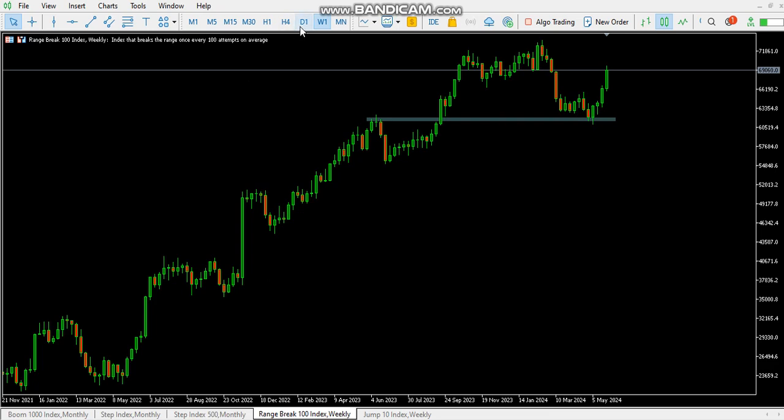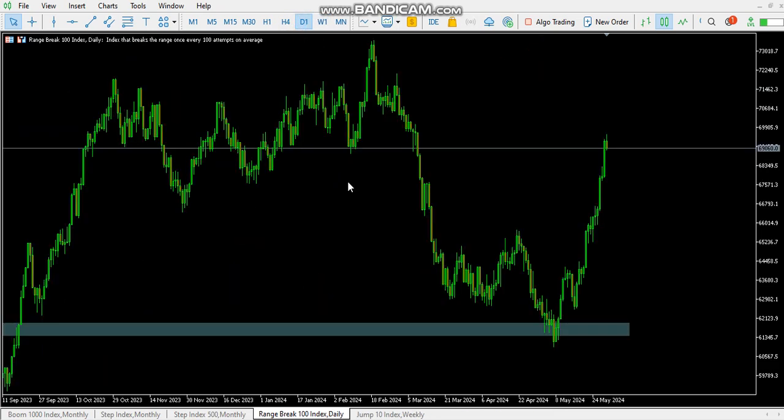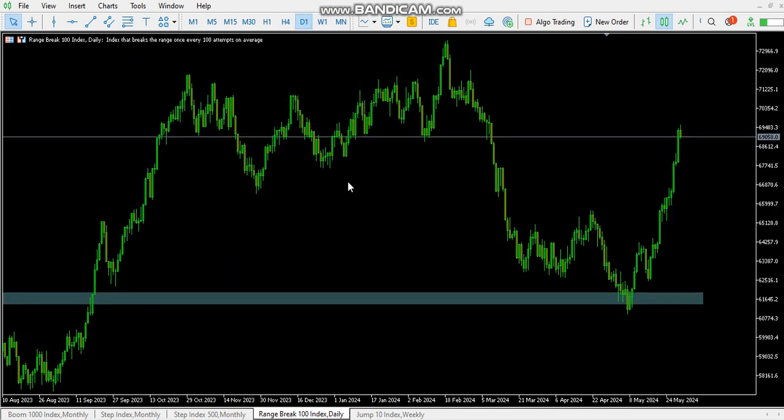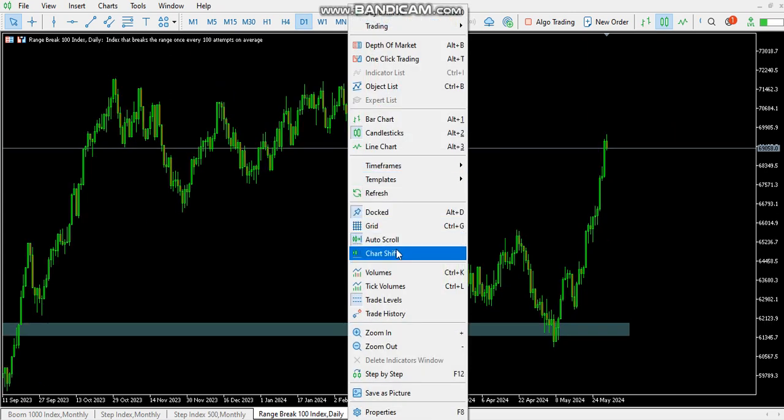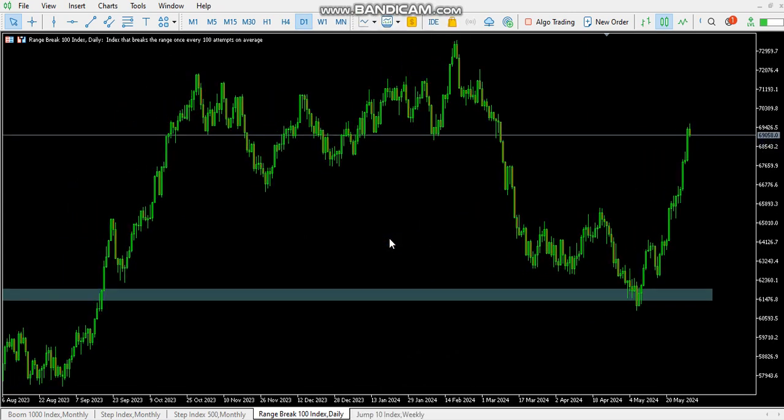Now going to the daily time frame. This is where we can mark out our zones. What can we do here? Let's find our zones here.